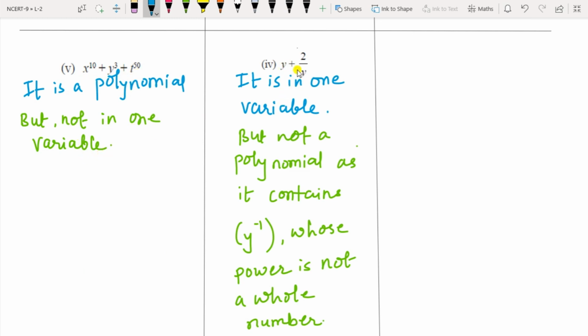Here y is there, so it is in one variable, but since y is in the denominator, if you solve it, you will get it as y plus 2 raised to minus 1. So the power or the exponent becomes negative here, so it is not a polynomial.